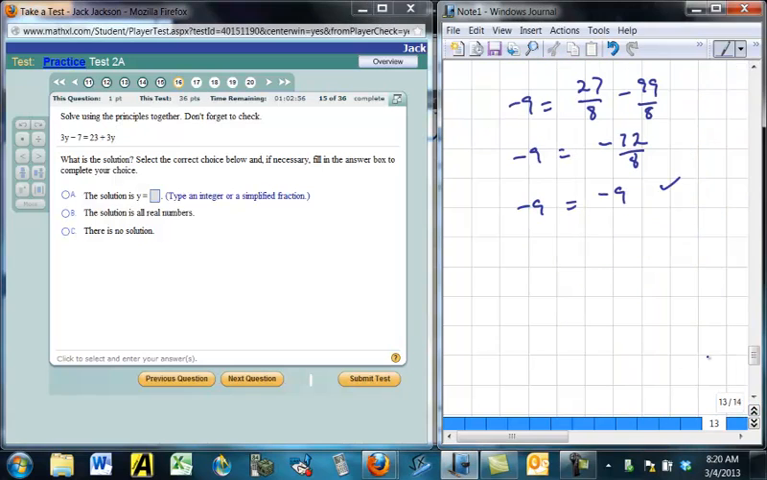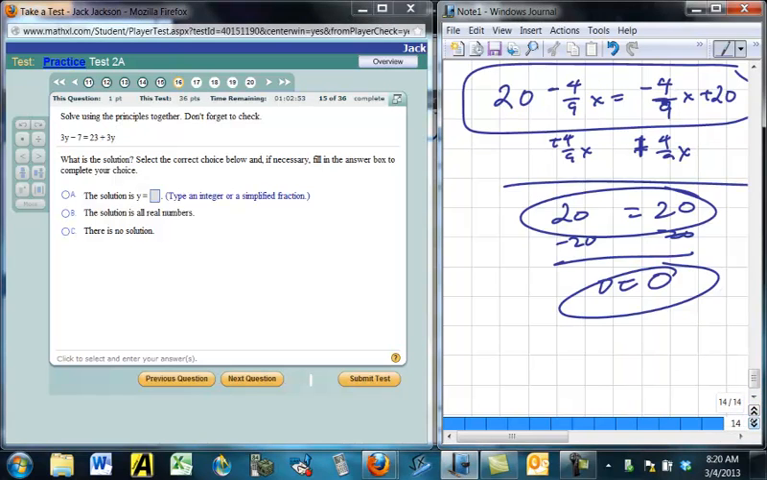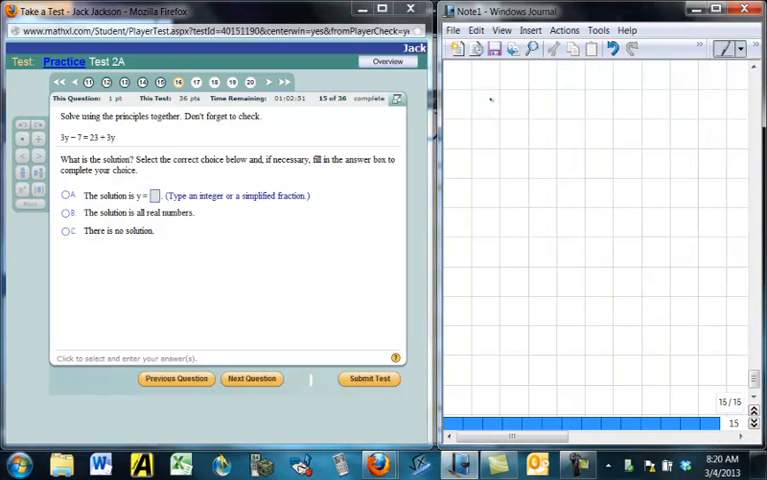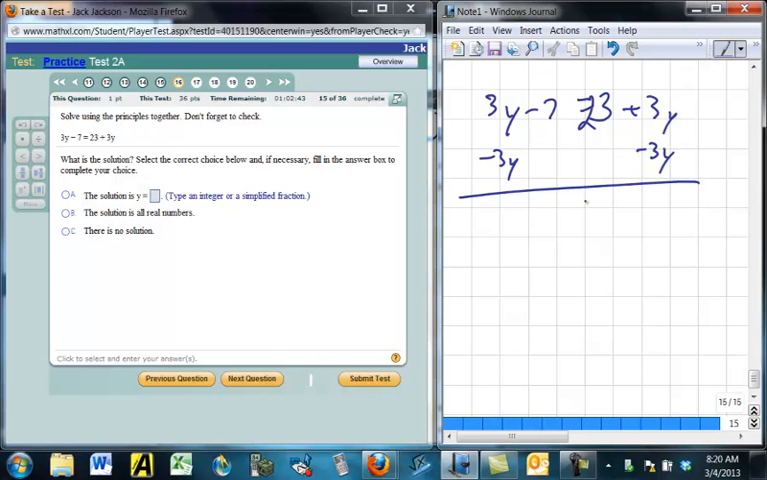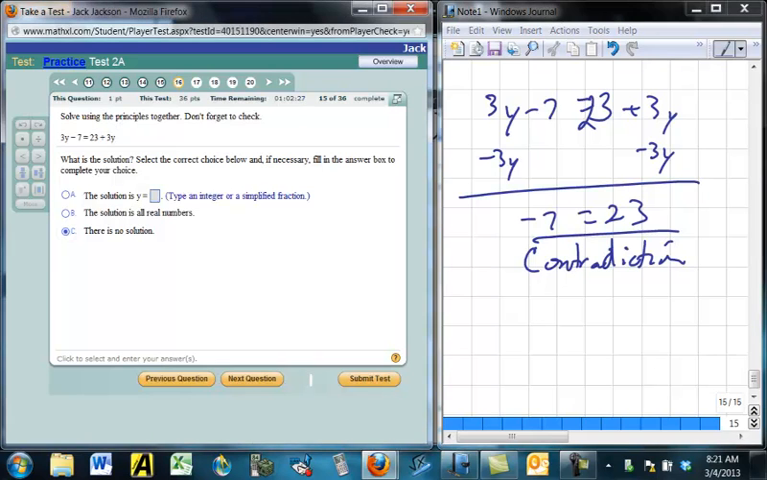So another one to solve. Let's check this. Okay, 3y minus 7 equals 23 plus 3y. Subtract 3y from both sides here. Now we get -7 equals 23. This is a contradiction. That's never true. In other words, this equation is true when -7 equals 23, which is when? Never. So there's no solution to that one. So that's a contradiction.